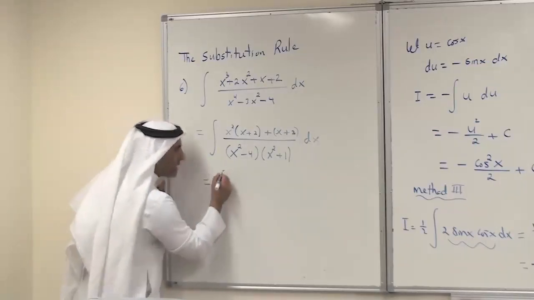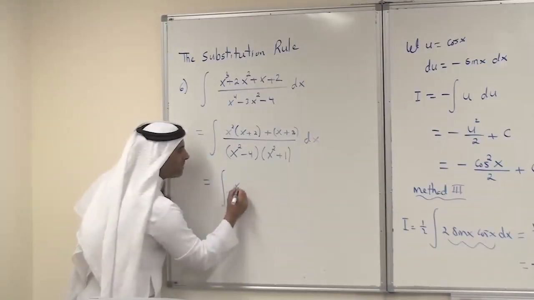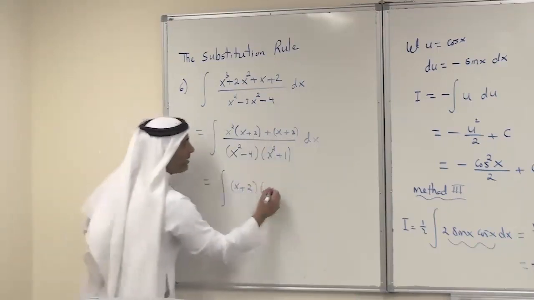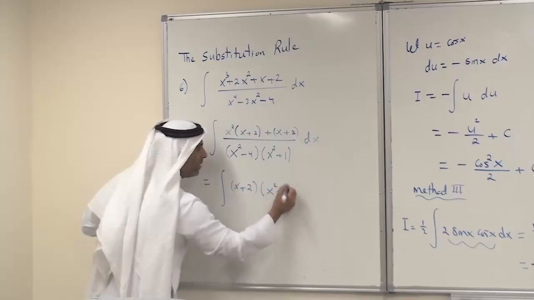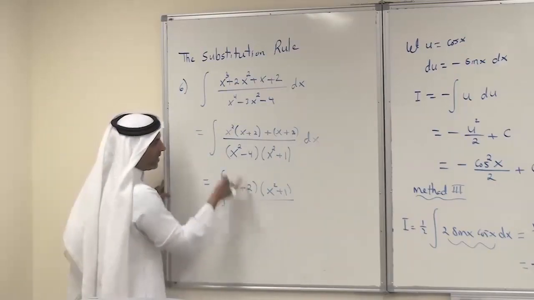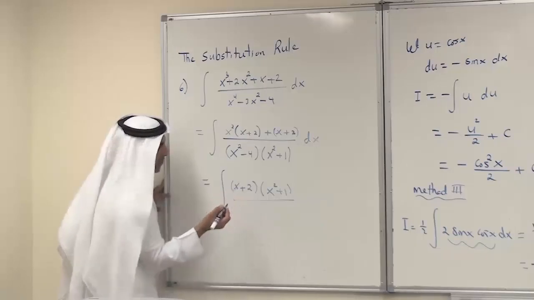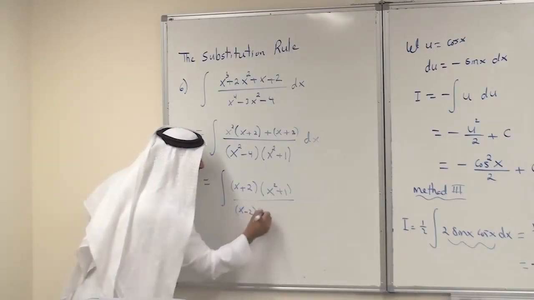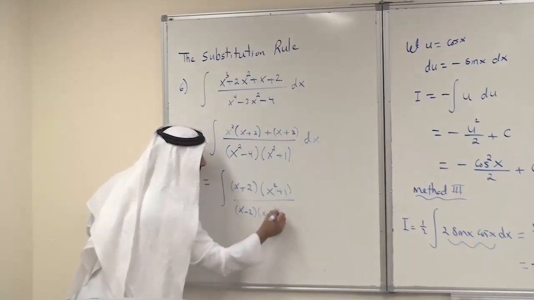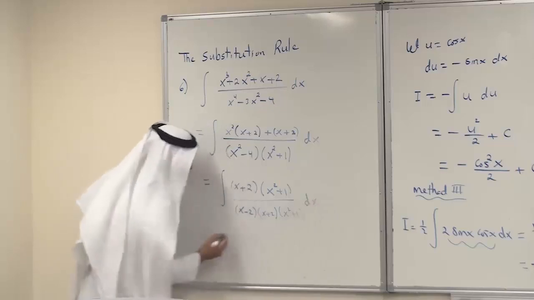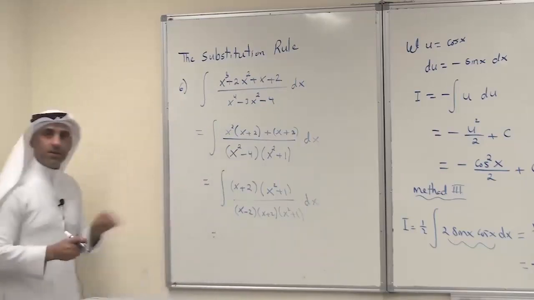So I will do another step here. I will take x plus 2 to be a common factor from the numerator here. So I have x squared plus 1 divided by, now this is a difference of 2 squares. I can leave it x squared minus 4, or I can factor it into x minus 2 times x plus 2, which is better, and I have x squared plus 1. You see the beauty of algebra here that simplifies the question.